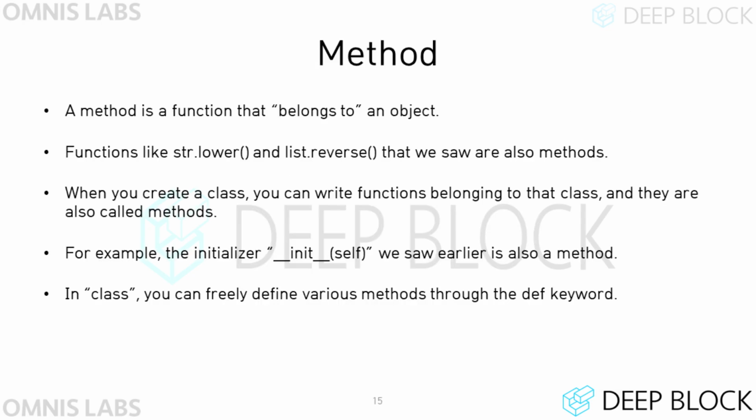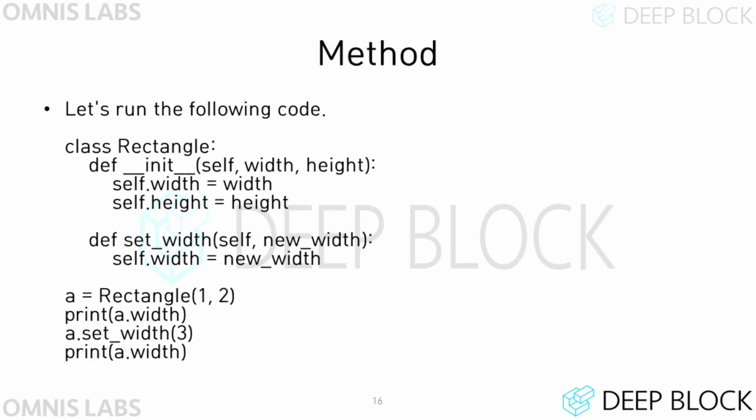In the previous lecture, we already learned about methods. Like in list and string, a function that exists in a class is also a method. For example, the initializer function we just saw is also a method. Let's define our own method.